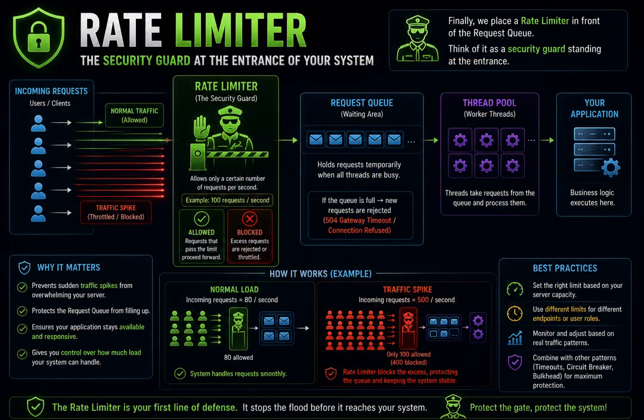4. Rate limiter. Finally, we place a rate limiter in front of the request queue. Think of it as a security guard standing at the entrance. It limits how many requests are allowed per second, protecting your server from sudden traffic spikes that could overwhelm the queue and bring the entire system down before requests even reach your application.